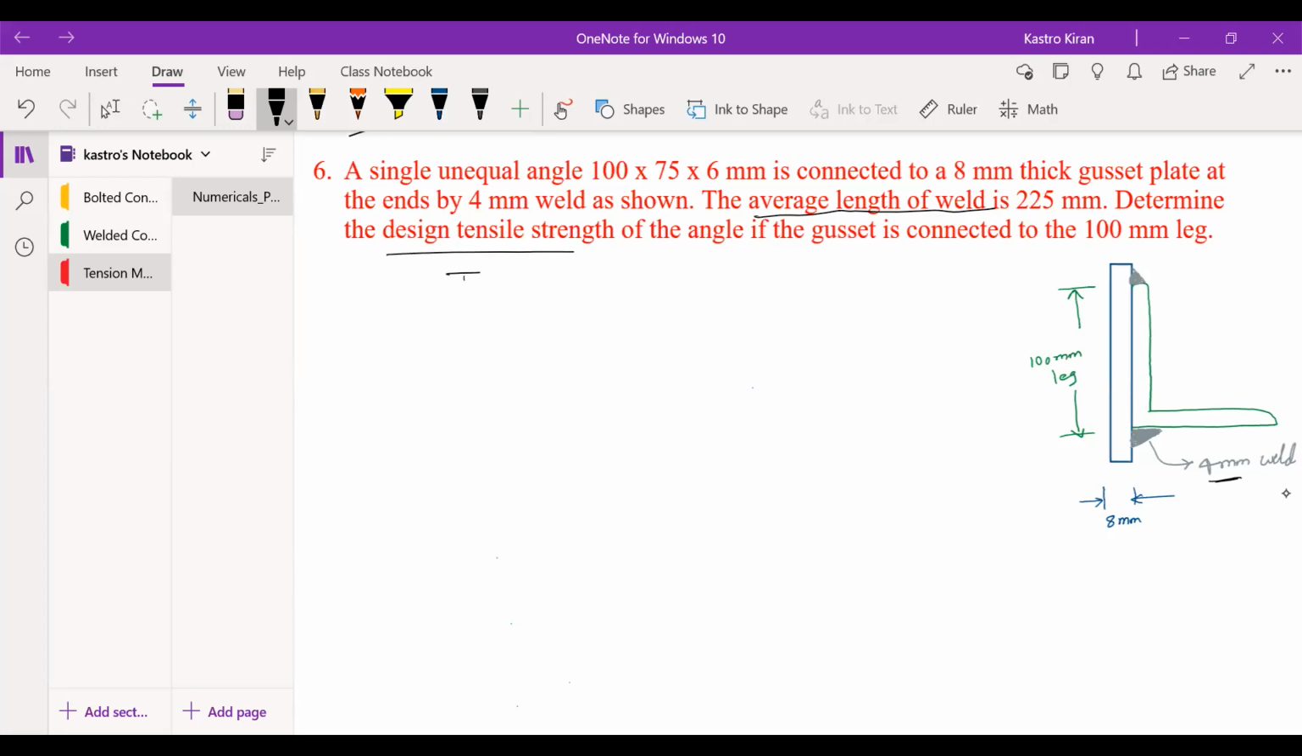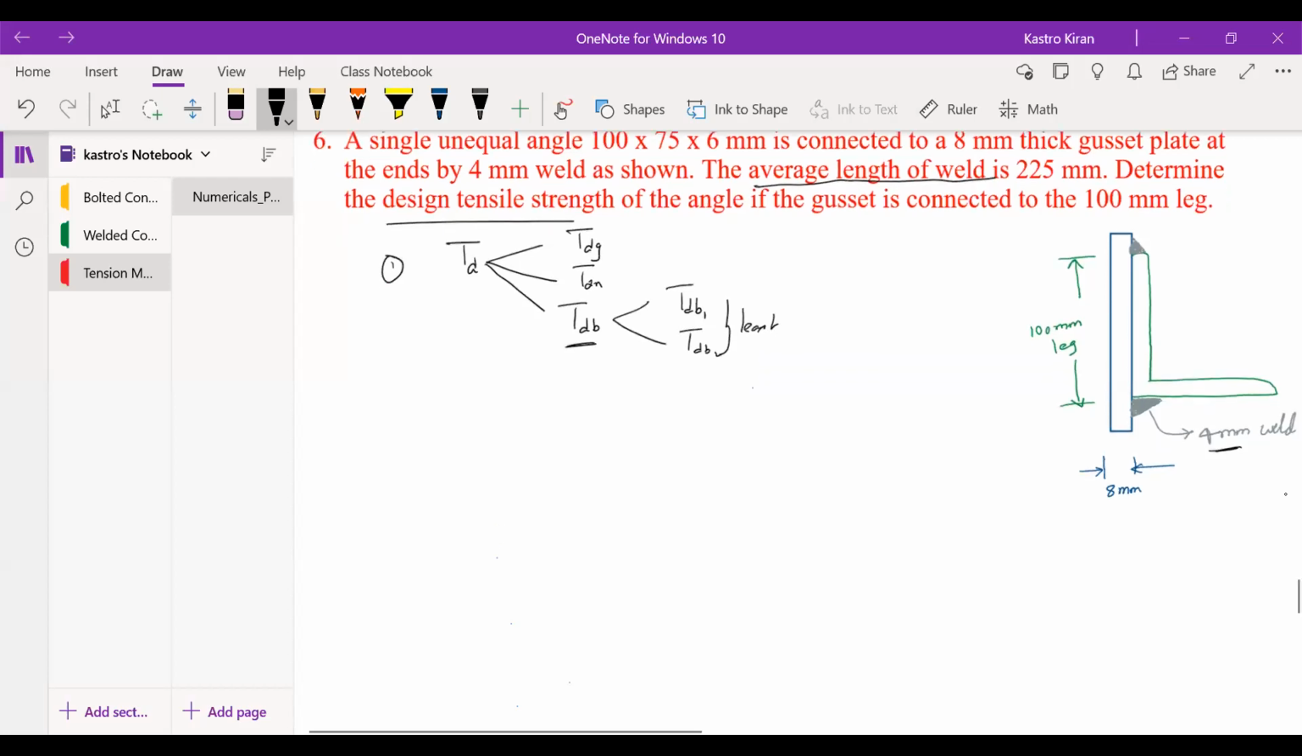So we know the design tensile strength, that is Td, is based on three parameters. The first parameter is gross yielding, the second is net section rupture, and the third is block shear. In block shear, again, you have two categories, that is Tdb1 and Tdb2, and the least of these two will be the value of Tdb. This is what we have to follow, so this is the first thing we are going to solve.